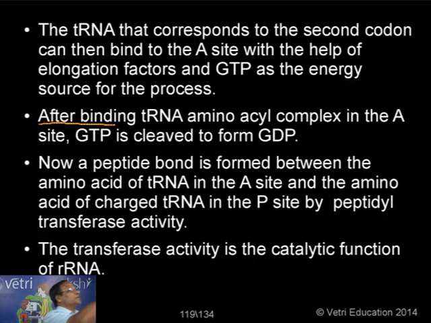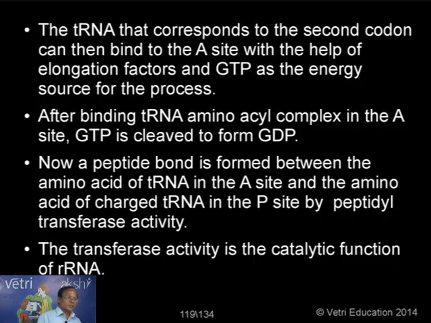So after binding the amino acid tRNA complex in the A site, what will happen? The GTP is cleaved to release energy, forming GDP. As soon as the amino acid tRNA complex is positioned, or bound to the A site, immediately the energy source guanosine triphosphate is cleaved, broken or hydrolyzed to release energy with the formation of GDP.